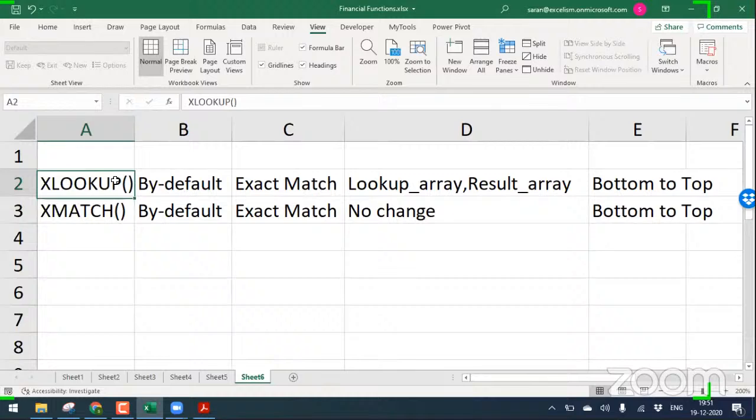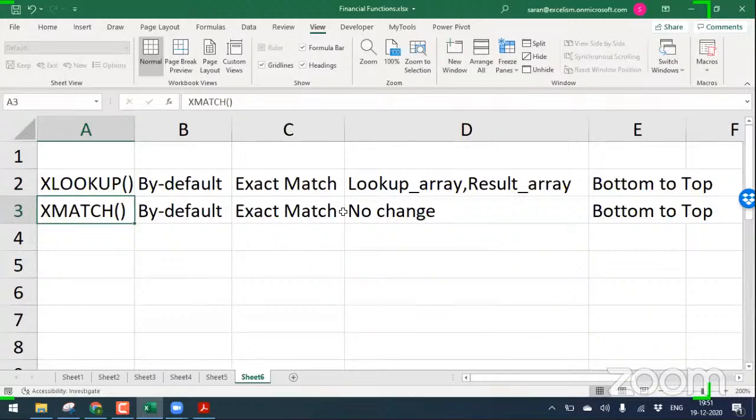Maybe what I can do, I think XLOOKUP I have covered very well in the previous case study, previous session. XMATCH, I'll try to prepare a best suitable example, then I can explain maybe in the next session. But these all are the things it does in the new XMATCH function. Is that fine with everyone?